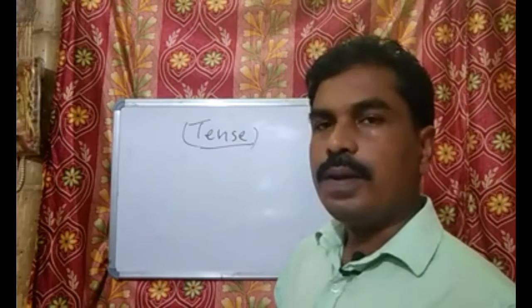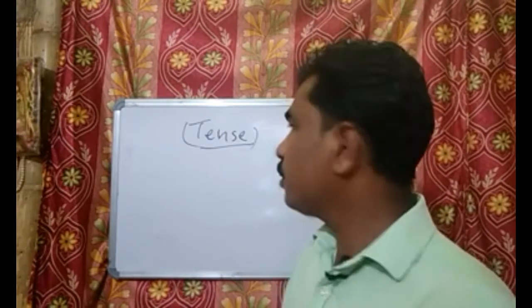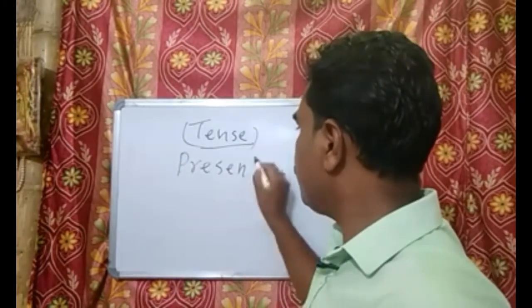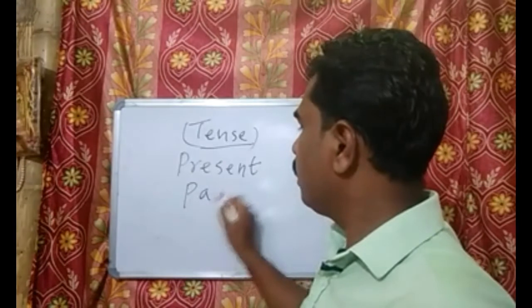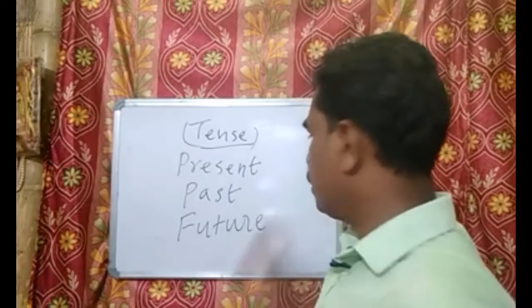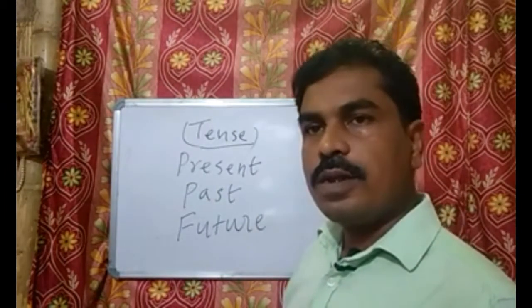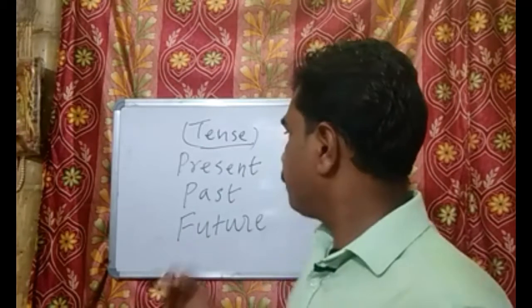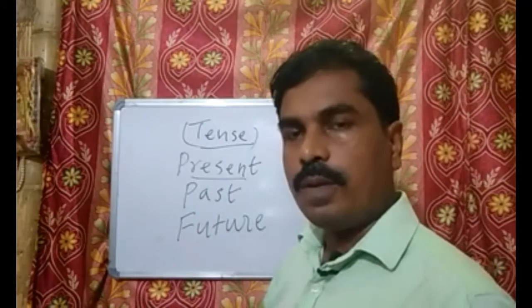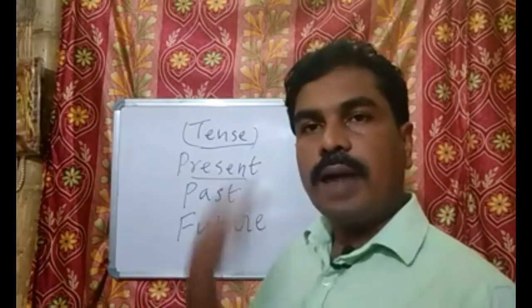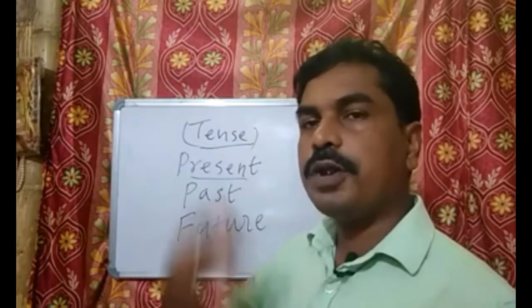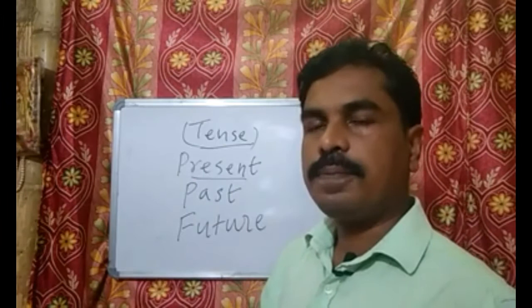Students, as you know, there are three main tenses. We have the present tense, we have past tense, and we also have future tense. So students, present, when you talk about present, that is the time which is now. Past, the action already happened, that is the past. And future, the action will happen, it has not started yet, okay?